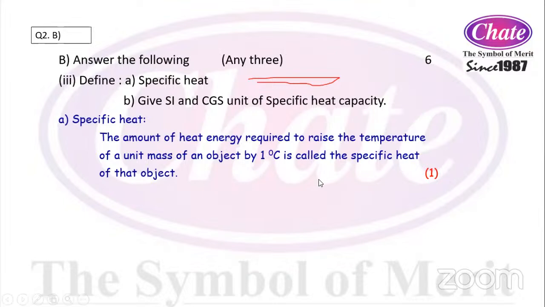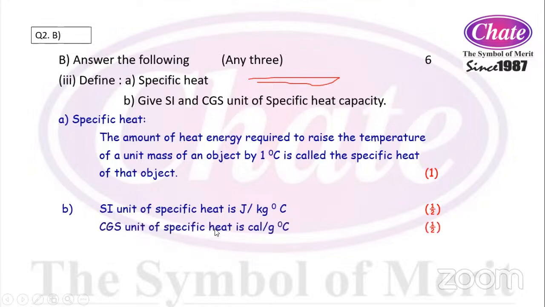So that is the definition for the specific heat. Now they ask, give SI and CGS unit. So the SI unit of specific heat is joule per kg degree Celsius, and the CGS unit for the specific heat is calorie per gram degree Celsius. So this is again one of the easiest questions in which you can get the correct answer. Okay, now we are going to move on to the next part.